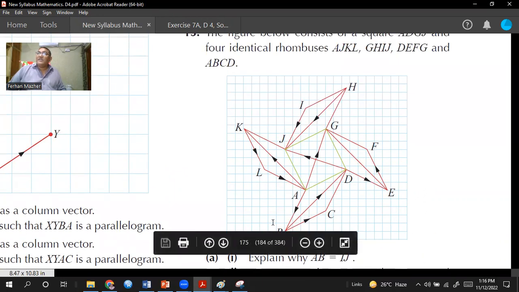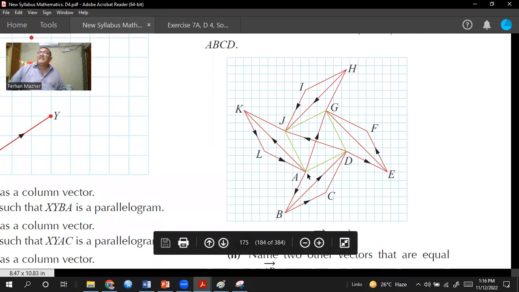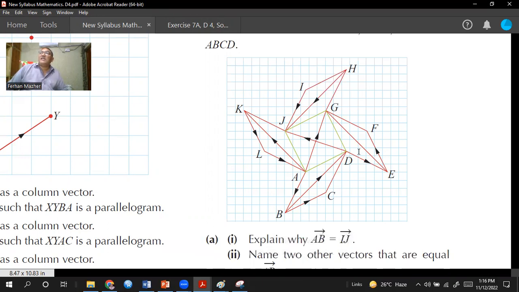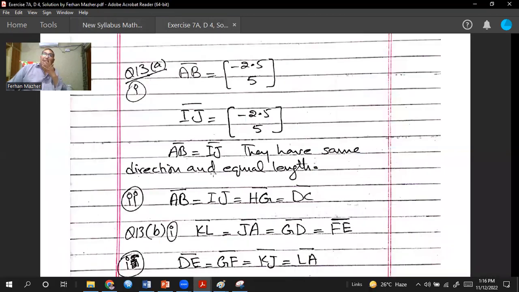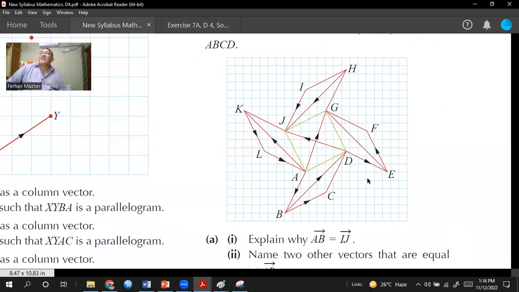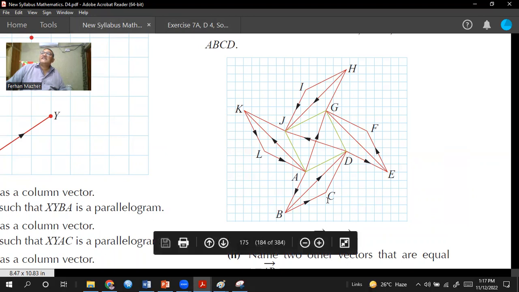If you look at here AB, look at here AB. Who else is exactly the same as AB? That will be HG and DC. So this is my answer. The vector AB will be equal to the vector IJ, the vector HG and the vector DC. HG, DC and IJ, they all are equal to each other.